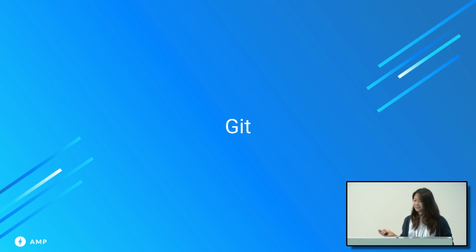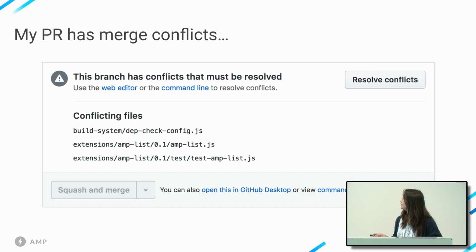Cool. Oh, git things. So a really common problem is, a lot of you probably are not working on AMP full time. So sometimes you open a PR, and the next time you look at it, 2 weeks has passed, 3 weeks has passed, but merge conflicts have appeared. Now what?